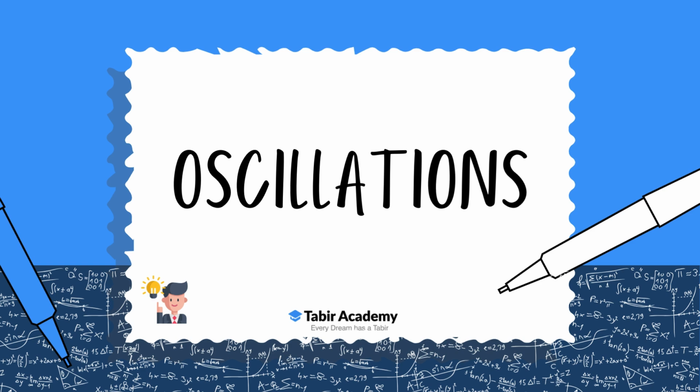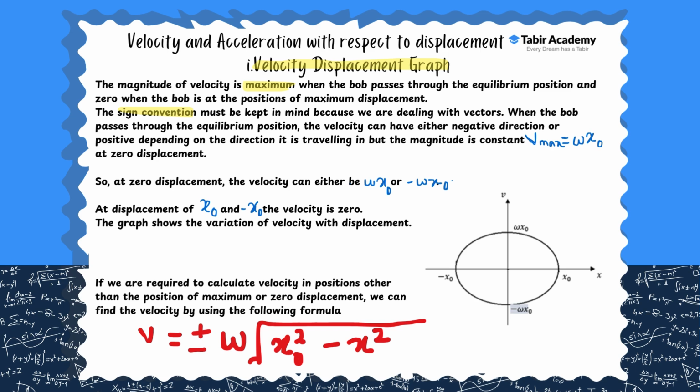Now, moving on to velocity and acceleration with respect to displacement. First, if we look at the velocity displacement graph, we can see that our velocity is maximum when the bob passes through the equilibrium position, and it is zero when the bob is at the positions of maximum displacement. When the bob passes through the equilibrium position, its velocity can be negative or positive, but it will depend on the direction in which it is traveling.